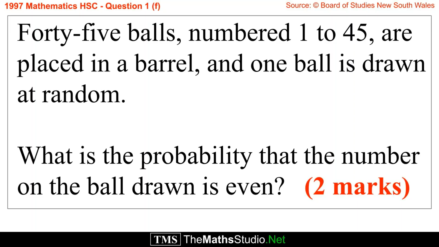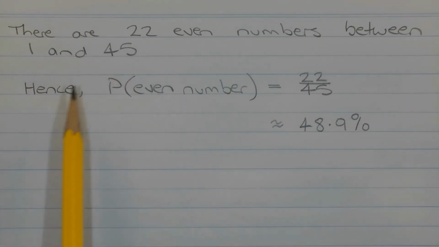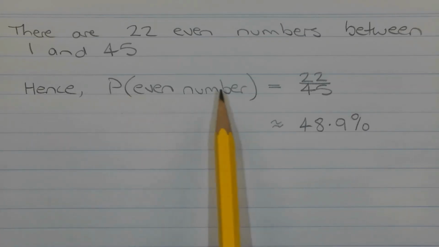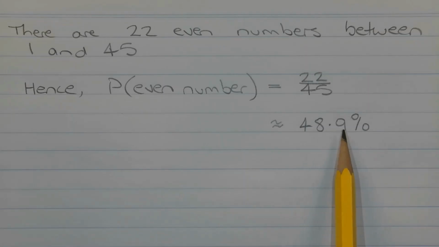Question 1, Part F. 45 balls, numbered 1 to 45, are placed in a barrel and one ball is drawn at random. What is the probability that the number on the ball drawn is even? There are 22 even numbers between 1 and 45. Hence, the probability of drawing an even number is 22 over 45, or approximately 48.9%.